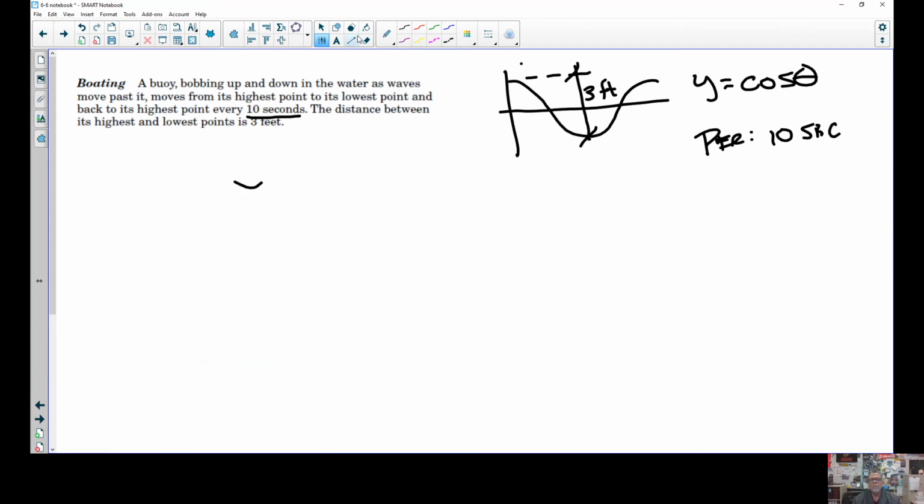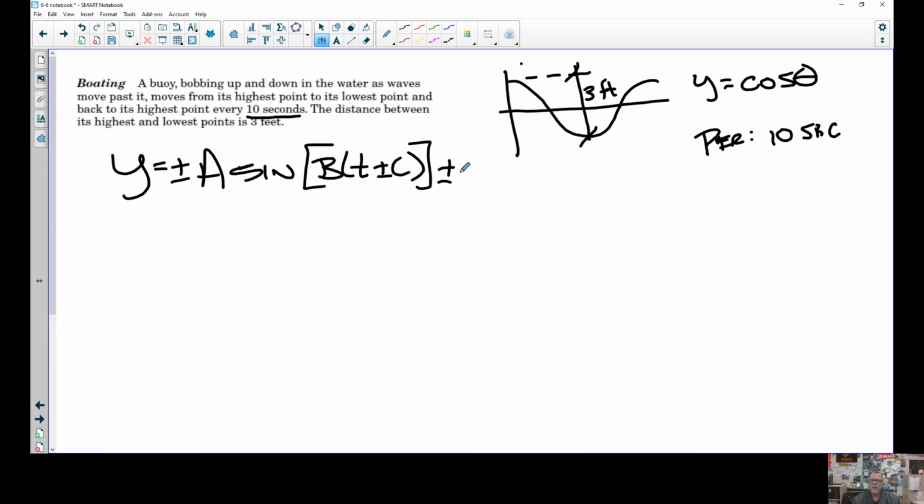Again, using our idea, y equals plus or minus A times sine of B t plus or minus C, plus or minus D. So let's go one by one. First off, we know already that we've got y equals, and it's going to be a positive cosine. So I can put cosine here. Now I've got to find my A value.